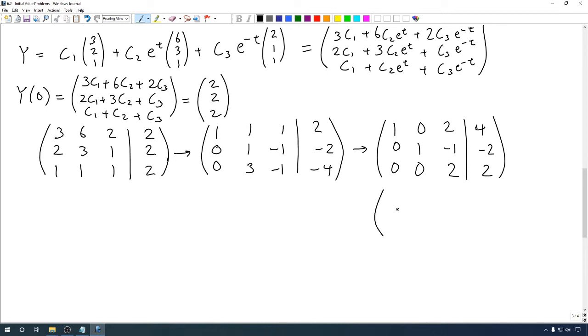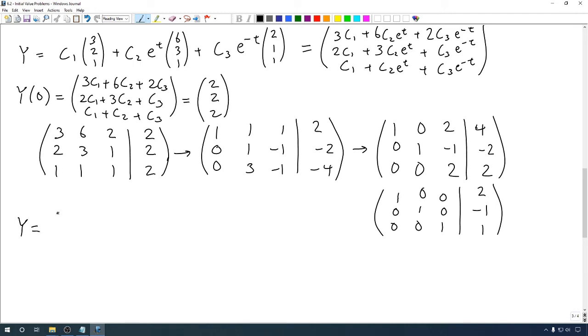So I eventually get down to the identity matrix. That should be a 0. And over here I have 2, negative 1, and 1. Those are my c's. C1 is going to be 2, C2 is going to be negative 1, and C3 is going to be 1. So I can just go ahead and put those in.